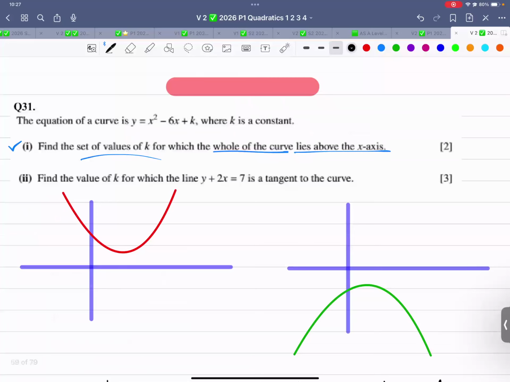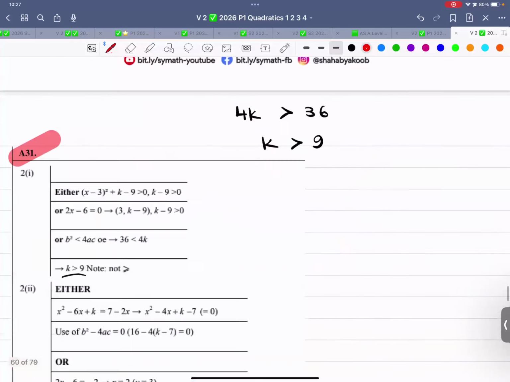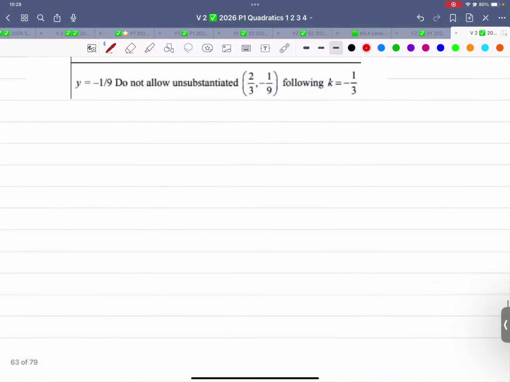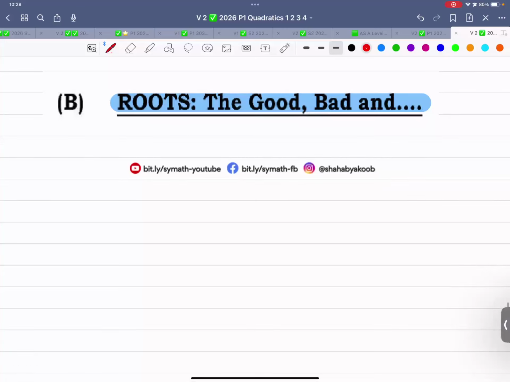The second part is nothing special. Find the value of k for which the line is tangent to the curve. This we have already solved in question number 30, and in question number 34. We are again solving it in 31. This is b square minus 4ac is equal to 0. This is the line, this is the curve. Make a single equation and apply it. All good, all clear. So that first section is done and dusted, which is the most elaborate section.